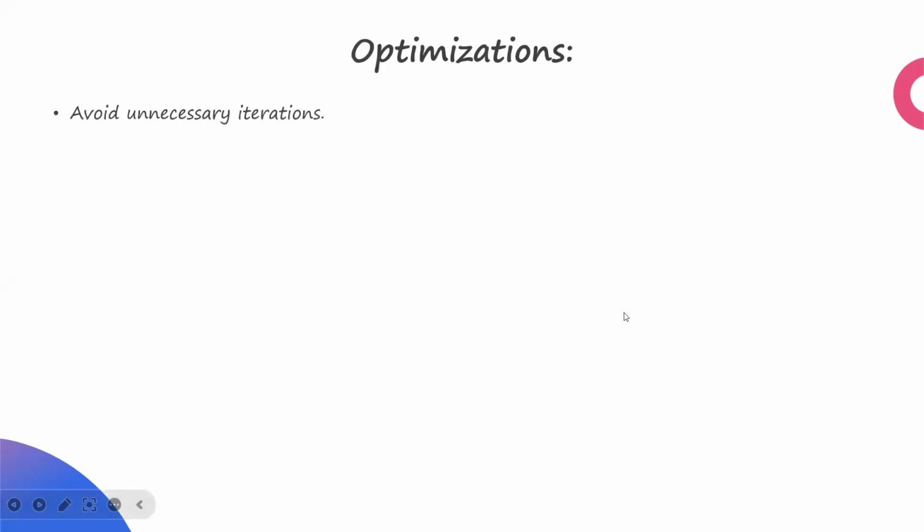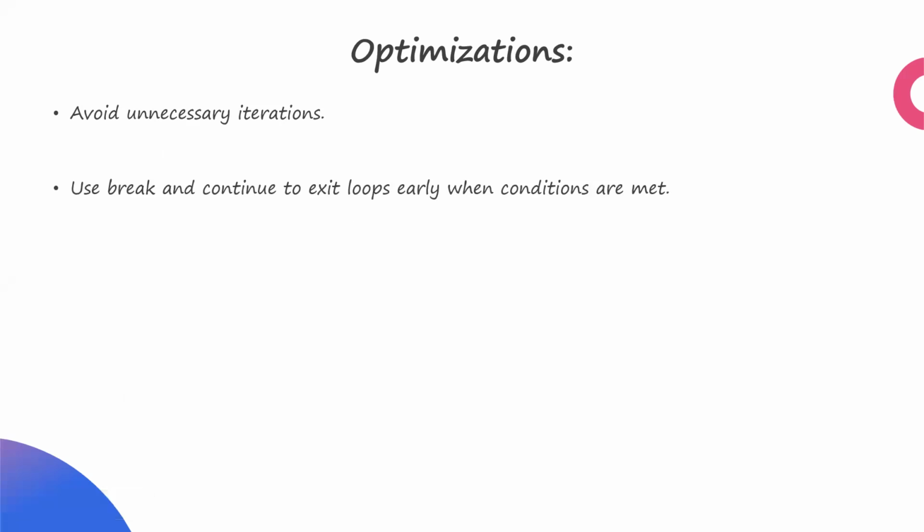So avoid unnecessary iteration. Just avoid it. You can see how I avoided the other code they gave us in the example. I actually created another solution to that. So use break and continue to exit loops early when conditions are met. When a particular condition is met, you can just break or use the loop statement that we discussed earlier to get something better. Leverage more efficient data structures or algorithms.